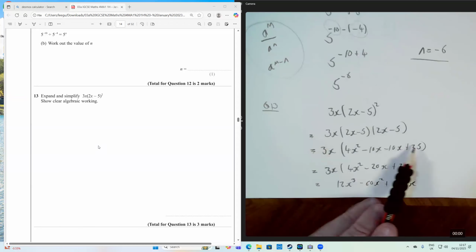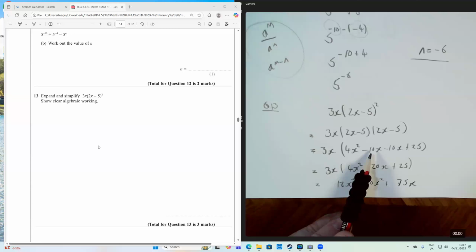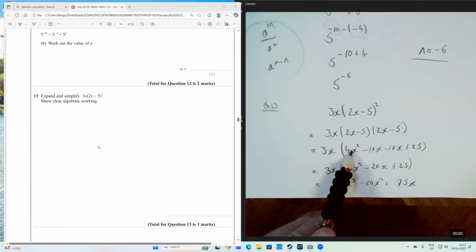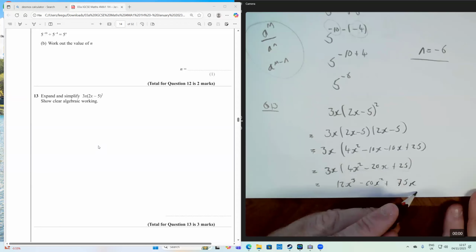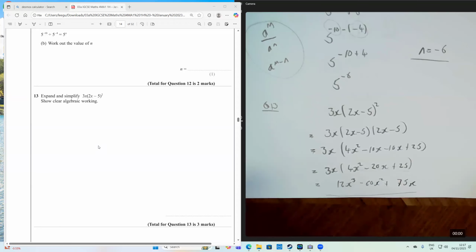Next step, we collect like terms. 4x squared, minus 10x, minus 10x is minus 20x. And then we've got the plus 25, so we've simplified there. Finally, we just expand the bracket. So 3x times 4x squared is 12x cubed. 3x times minus 20x is minus 60x squared. And 3x times 25 is plus 75x. And that's our answer for question 13.